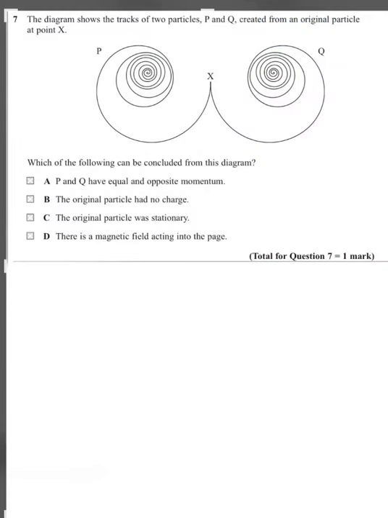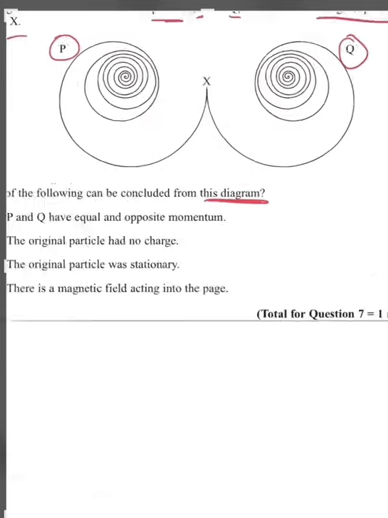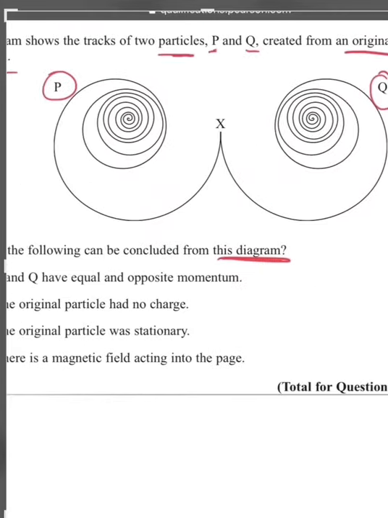Number 7. The diagram shows the track of two particles, P and Q, created from an original particle at the point X. Which of the following can be concluded from this diagram? So A, P and Q have equal and opposite momentum. So this might be true that every collision or explosion have equal and opposite momentum, but from this diagram we cannot determine this. For example, this particle X can be stationary or it might be moving before the explosion takes place, the separation takes place, anything.